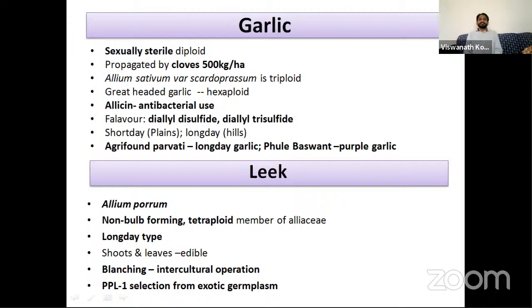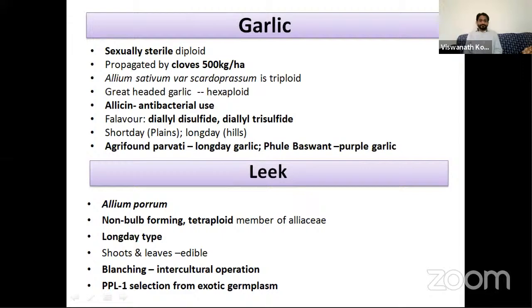Another species is leek. This is a non-bulb forming allium. Leek is used mainly for the green shoots and leaves. It is a long day type. Leek is a tetraploid crop, like pumpkin. Leek is a tetraploid crop. So blanching is an intercultural operation.